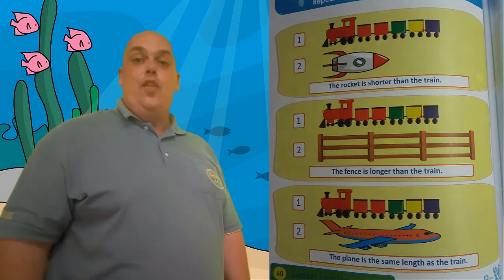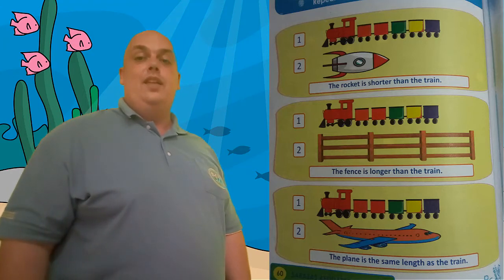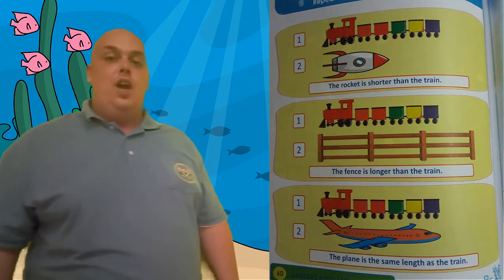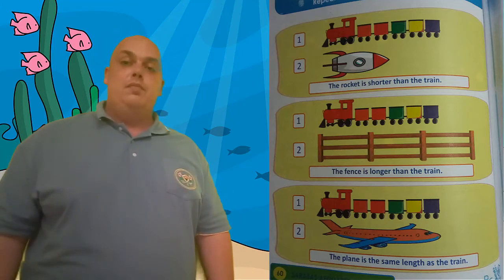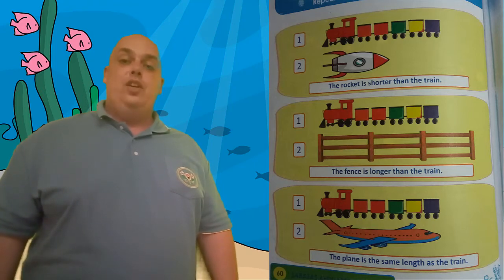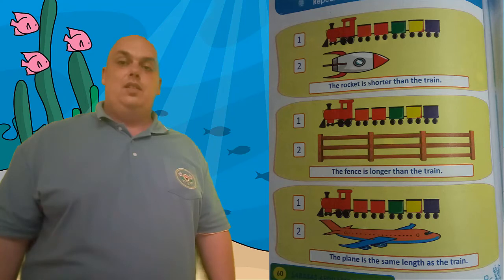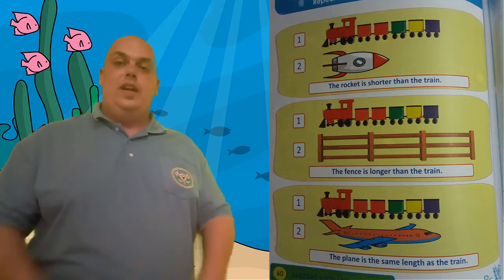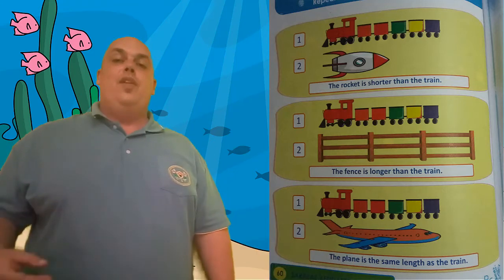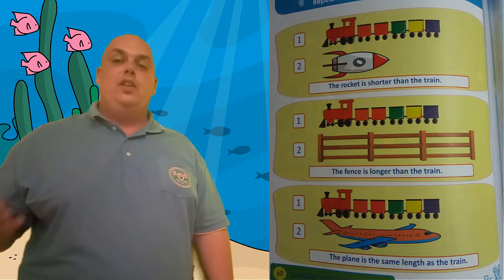We have the train and the fence. Now, repeat after me. The fence is longer than the train. And let's do it slowly. Repeat. The fence is longer than the train. The fence is longer than the train. All right, and the whole sentence. The fence is longer than the train.